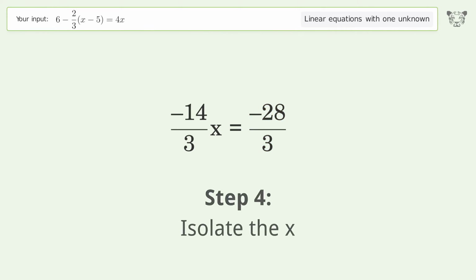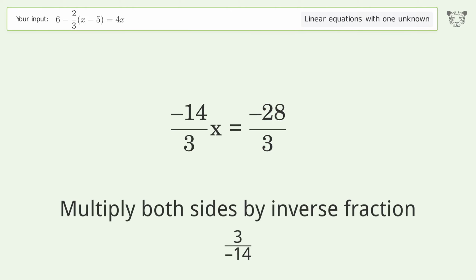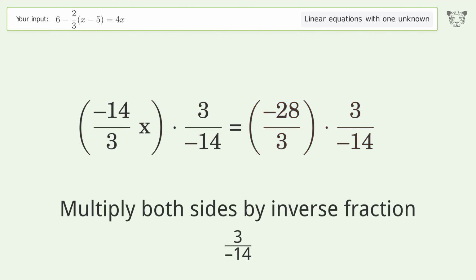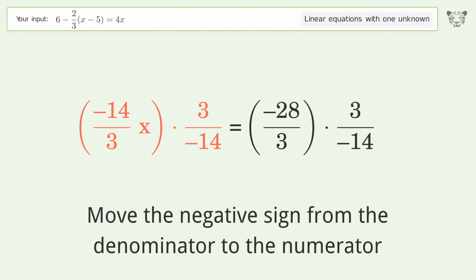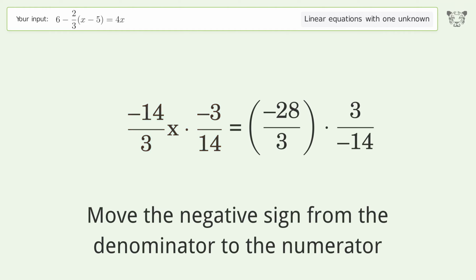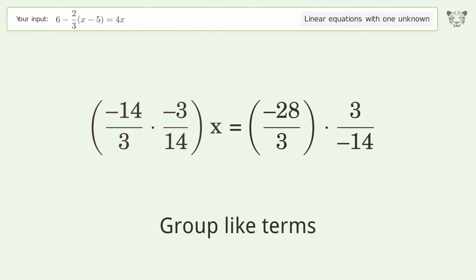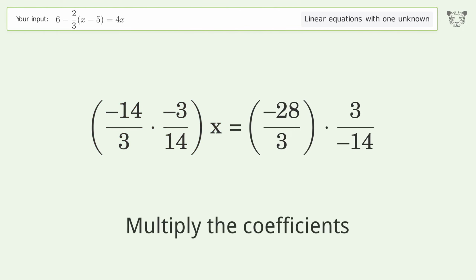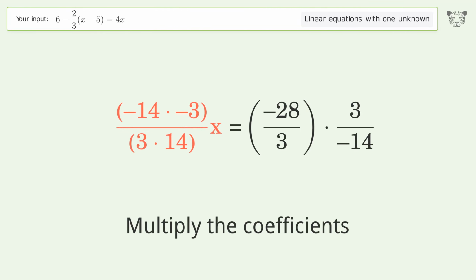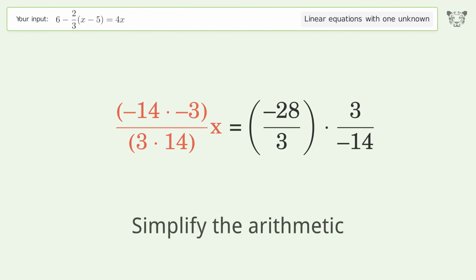Isolate the x. Multiply both sides by inverse fraction 3/14. Move the negative sign from the denominator to the numerator. Group like terms. Multiply the coefficients. Simplify the arithmetic.